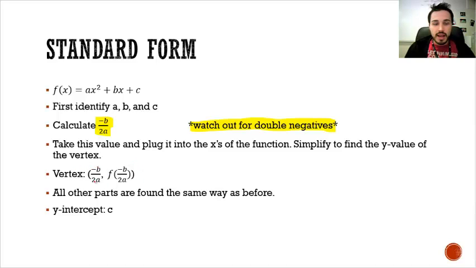Okay, the vertex is negative b over 2a is the x part, and f of negative b over 2a is the y part. The f is what makes it talk about y values. Negative b over 2a is saying you're plugging in that number to get the y value. All that is still pretty darn confusing, so seeing an example will help. Oh yeah, and all other parts are found the exact same way as before, so that's nothing new.